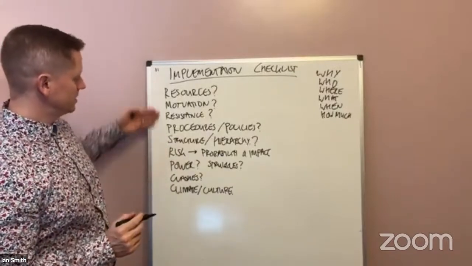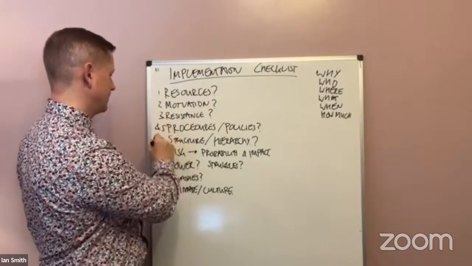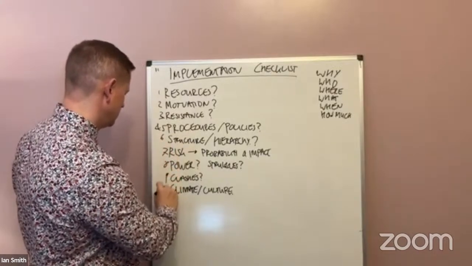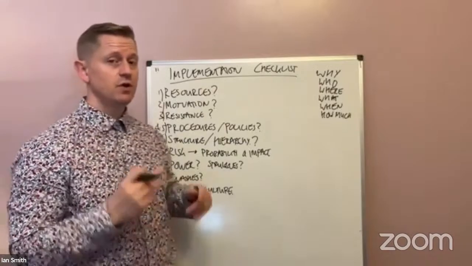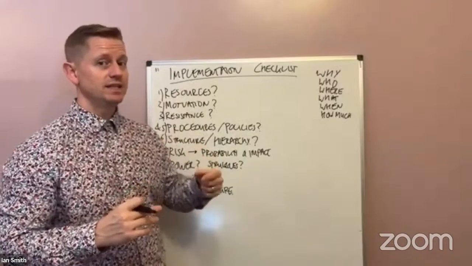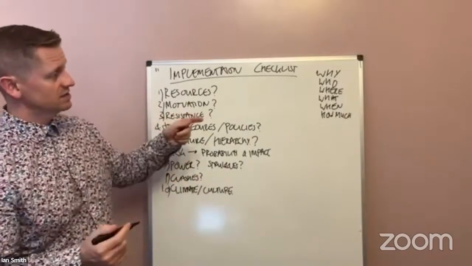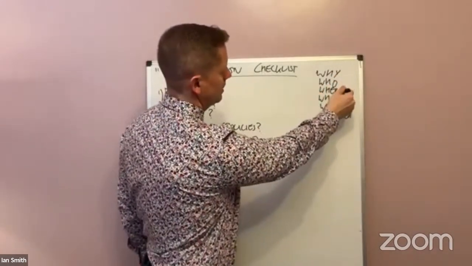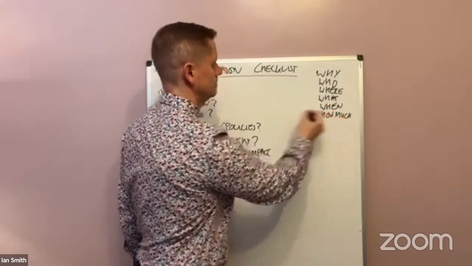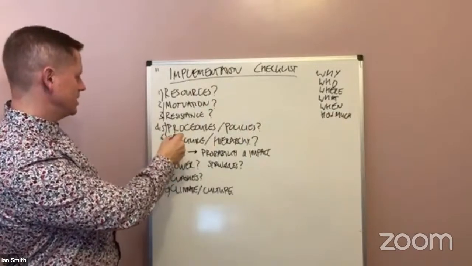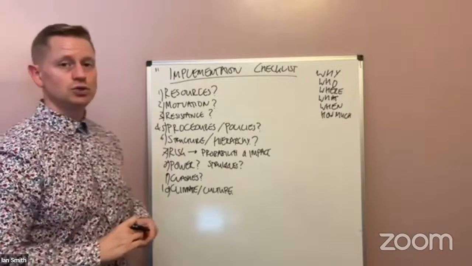And so going through these checks, so 1, 2, 3 procedures, and 3, 4, 5, 6, 7, 8, 9, 10. Going through these simple checks before taking action will give you the assurance that you're ready to take that step. Have I got enough resources in terms of time, people, money, equipment, information? You've asked the questions: why, who, where, what, when, and how much. And then the processes and procedures, the structure and the hierarchy, the risk, power, clashes, and any climate and culture issues in the workplace.